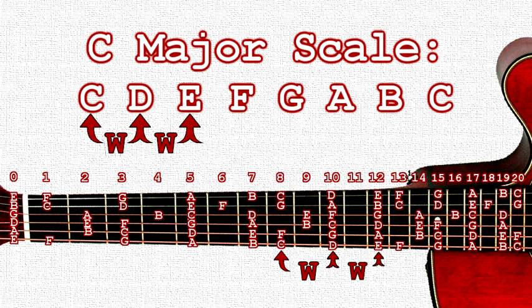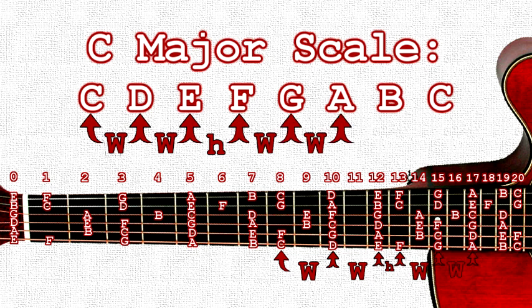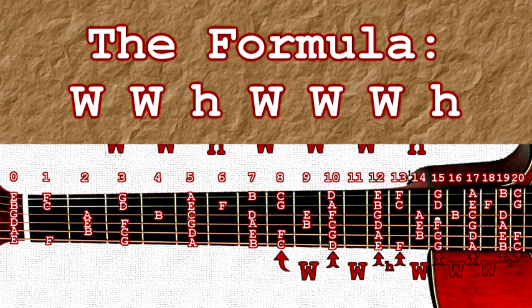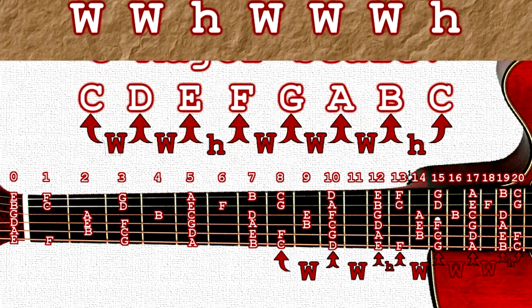After that, we move up a half step to F, a whole step to G, a whole step to A, another whole step to B, and to get to the next C note, we move up a half step from B to C. This is the formula for a major scale. The W's represent whole steps and the H's represent half steps. With this formula, you can figure out the notes in any major scale.